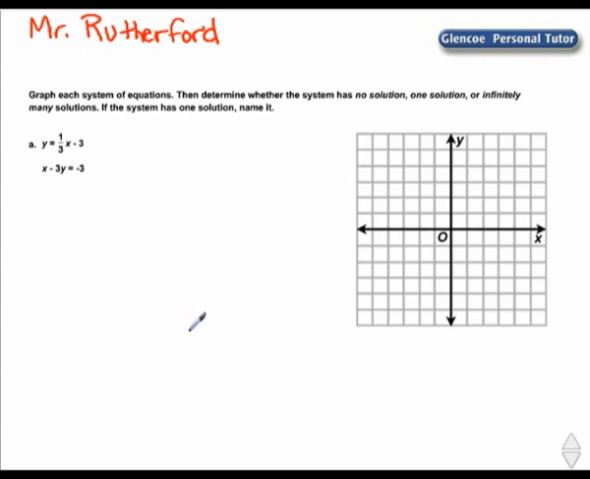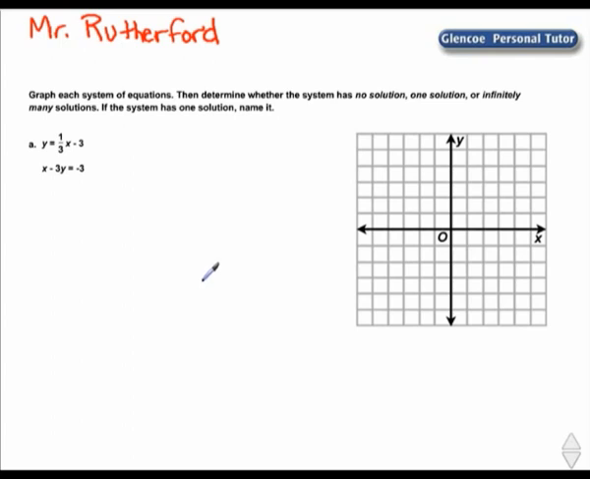Graph each system of equations. Then determine whether the system has no solution, one solution, or infinitely many solutions. If the system has one solution, name it. A. y equals 1/3 x minus 3. x minus 3y equals -3.